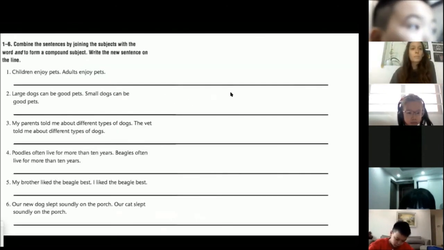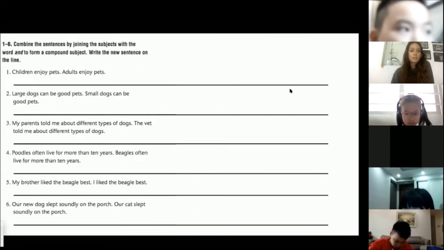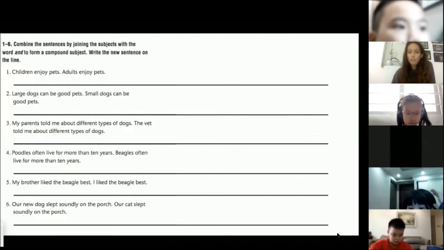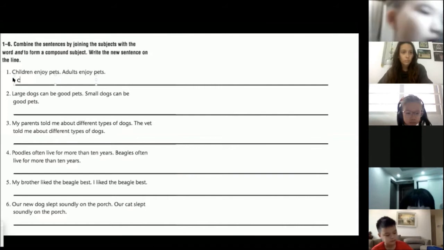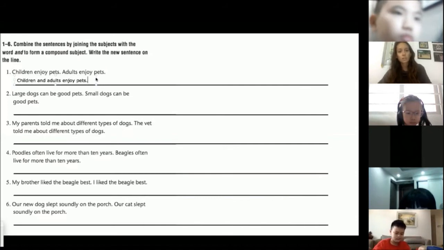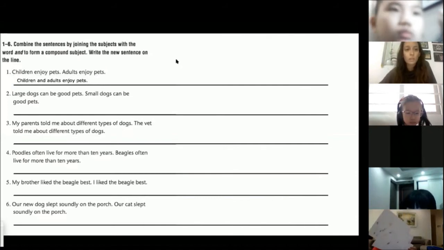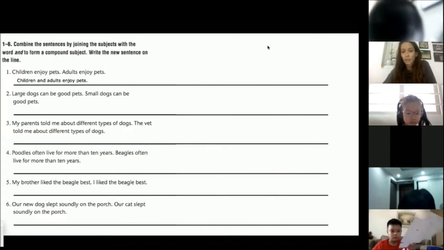Okay, so now we have a longer sentence that sounds a lot nicer. So let's combine our sentences by joining subjects with the word and to form a compound subject. So, children enjoy pets. Adults enjoy pets. Bao Chan, give me the new sentence with a compound subject. Children and adults enjoy pets. Good job. So now we have our compound subject, children and adults. Good job, Bao Chan.